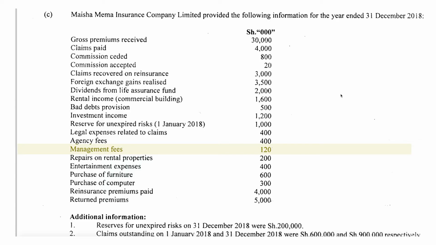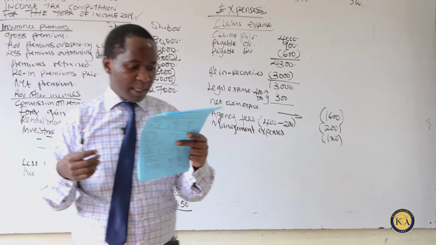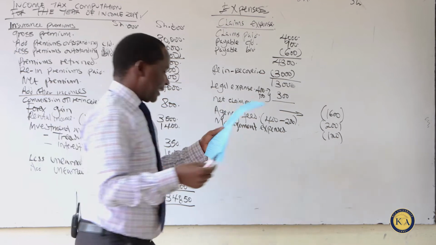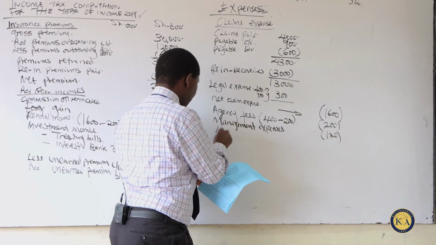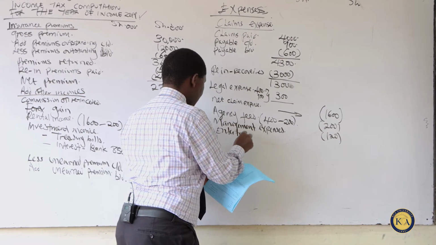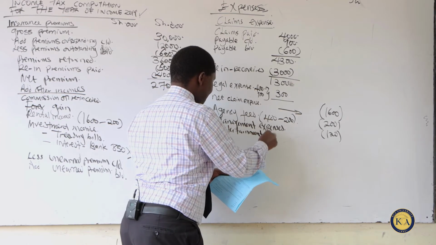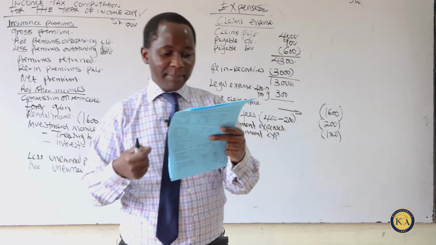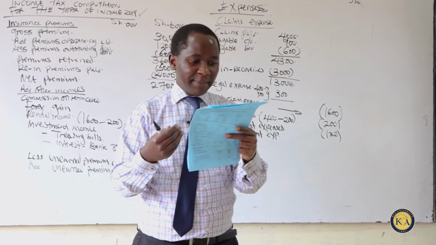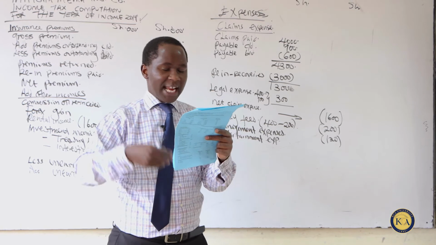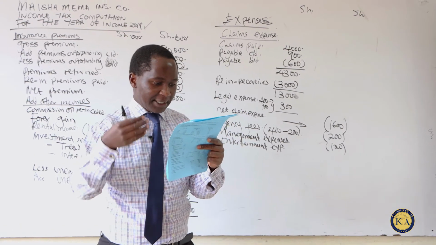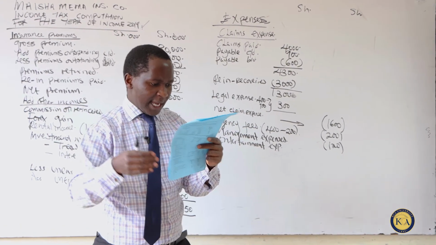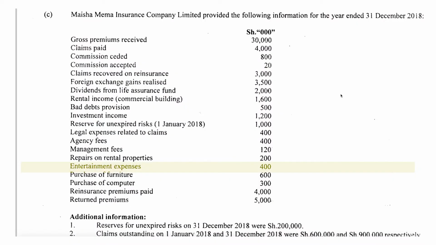Management expenses. No explanation concerning this. It is actually 120. Management expenses are allowable. Entertainment expenses, not unless otherwise advised, which will indicate that entertainment expenses are not allowable. Entertainment expenses, businesses would invariably incur expenses under entertainment, and it is actually an allowable expense. So the expense is 400 over there.